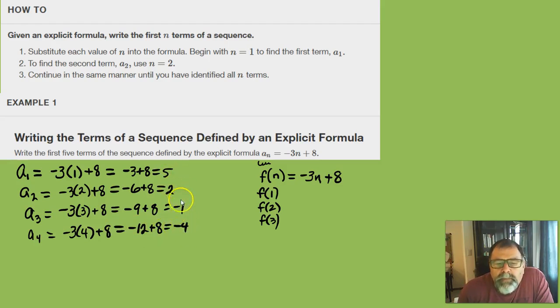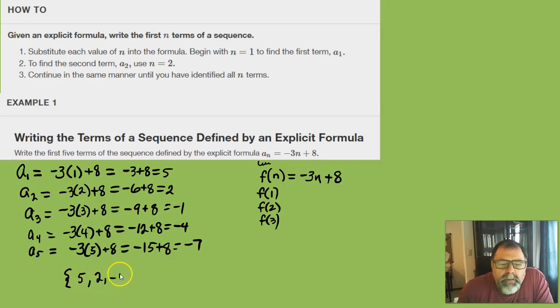And also, if you see the pattern, you can kind of bypass this, because you're subtracting 3. That's what this times negative 3 is doing. We're going to be subtracting 3, and we'll talk about that in a later section. So negative 15 plus 8 is negative 7. So our first 5 terms of the sequence would be 5, 2, negative 1, negative 4, negative 7, and so on.